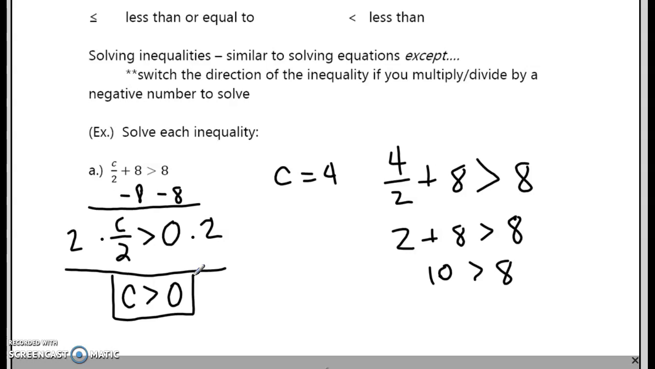So another difference in inequalities and equations. Equations, we find 1 or 2, maybe 3 answers depending on the equation. Inequalities, we can find infinitely many solutions to our equations, or inequalities, that is.